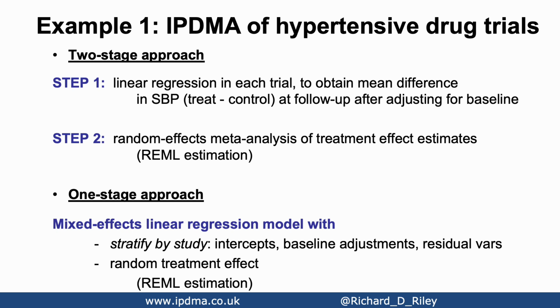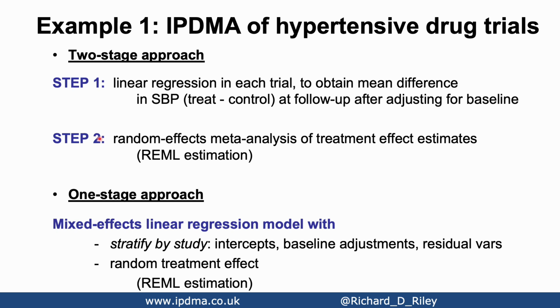And therefore, the two-stage approach is going to fit in the first stage a linear regression in each trial to obtain the treatment effect, which here is a mean difference in blood pressure comparing treatment versus control at follow-up after adjusting for baseline. And in the second stage, we're going to pool the study-specific estimates of the treatment effect, i.e. the mean difference in blood pressure, and we're going to account for the variance of those estimates as well using a traditional random effects meta-analysis using restricted maximum likelihood estimation.